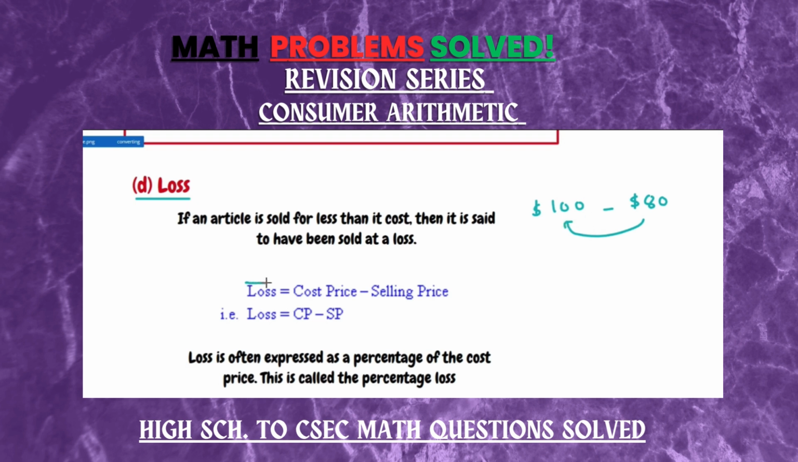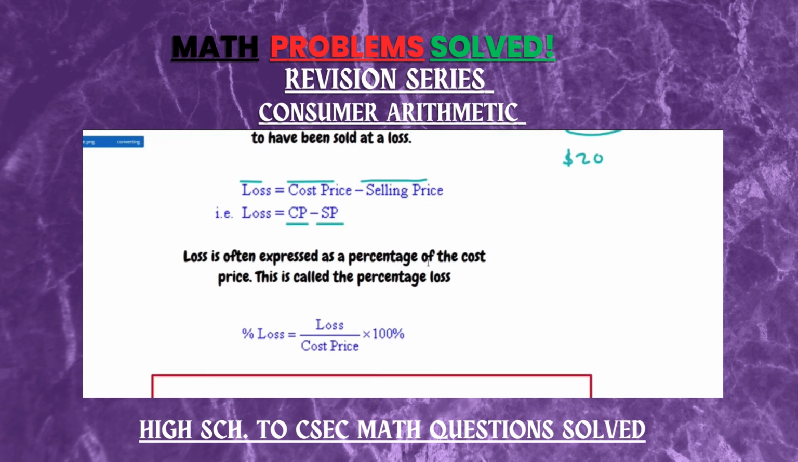So how to find loss? Cost price minus selling price. For example, here this was the cost price and this was the selling price. If we subtract these two numbers, we will get $20. So $20 is the loss. Loss equals cost price minus selling price. Loss is often expressed as a percentage of the cost.